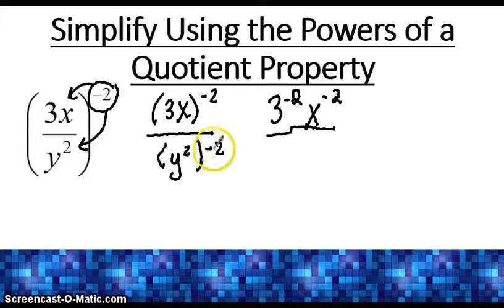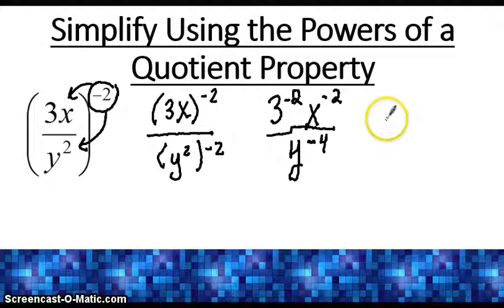In the denominator, we have y squared to the negative 2 power. This is the power of a power property, which says we need to multiply the exponents. So we have y squared to the negative 2 power, which is y to the negative 4th power. Now, if you look, we have simplified two multiplicative properties, but we now have negative exponents, which we need to move in order to generate positive exponents.